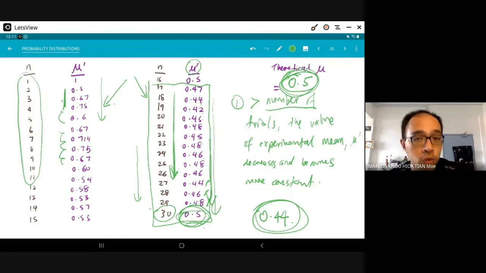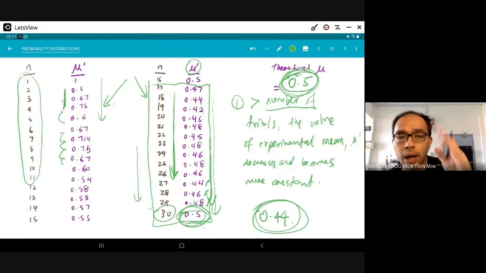But I want you to think about why, when I do this, my value gets further and further away from the theoretical mean. But I think most of you will approach the theoretical mean, so I wouldn't worry about it.